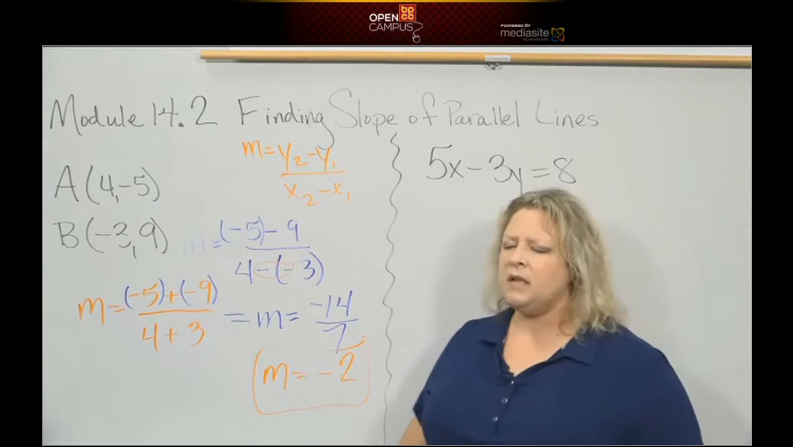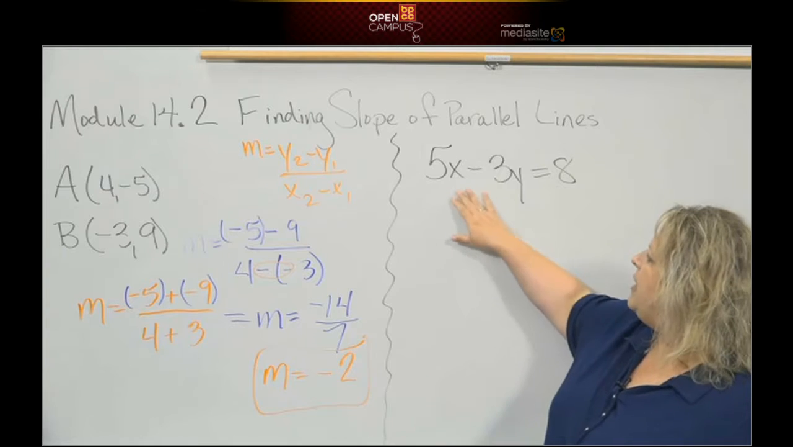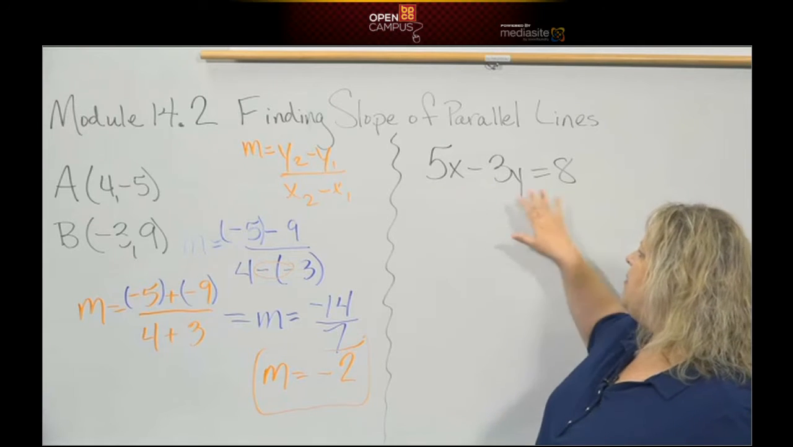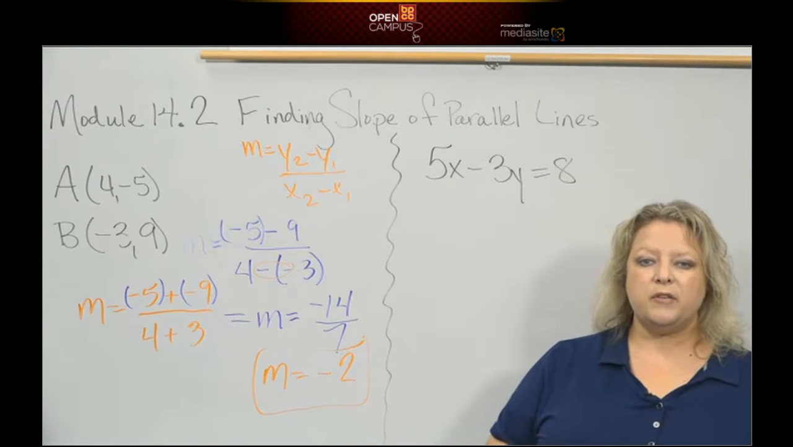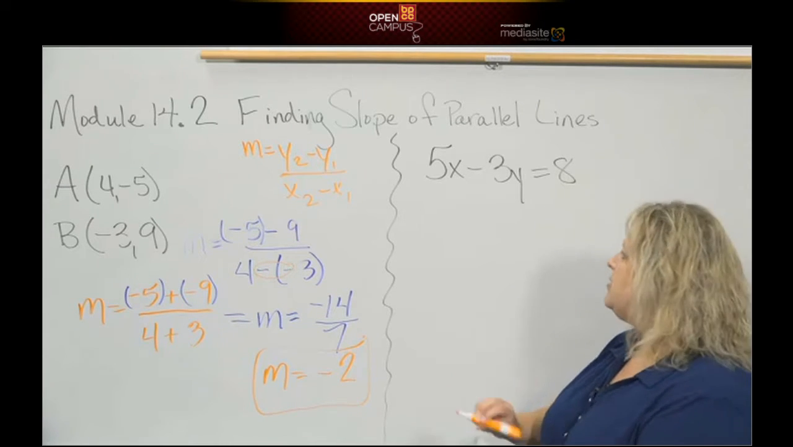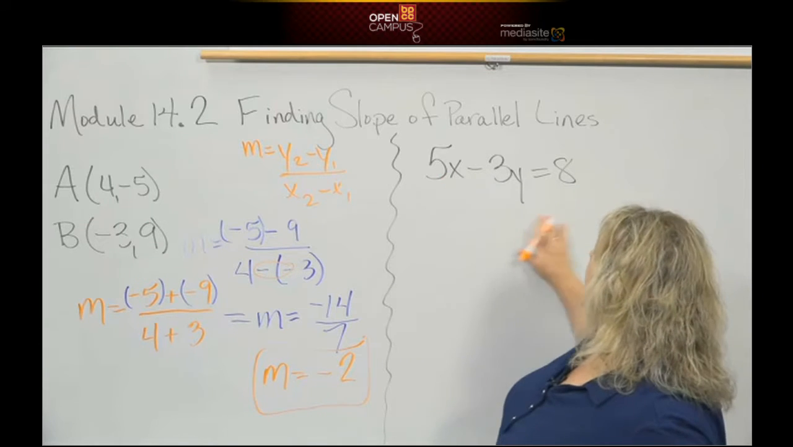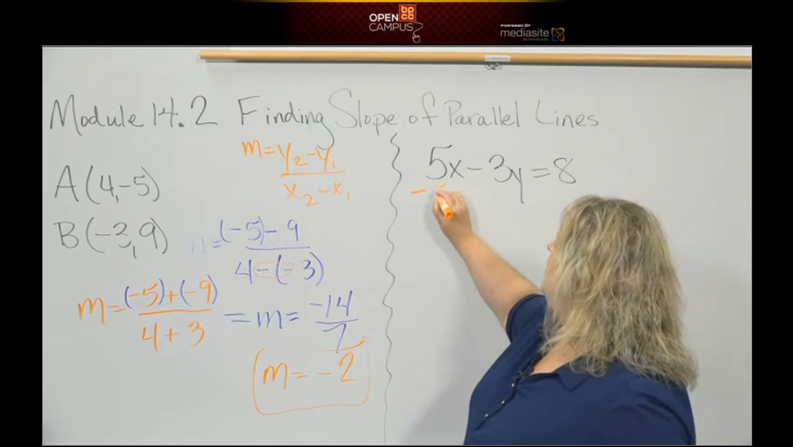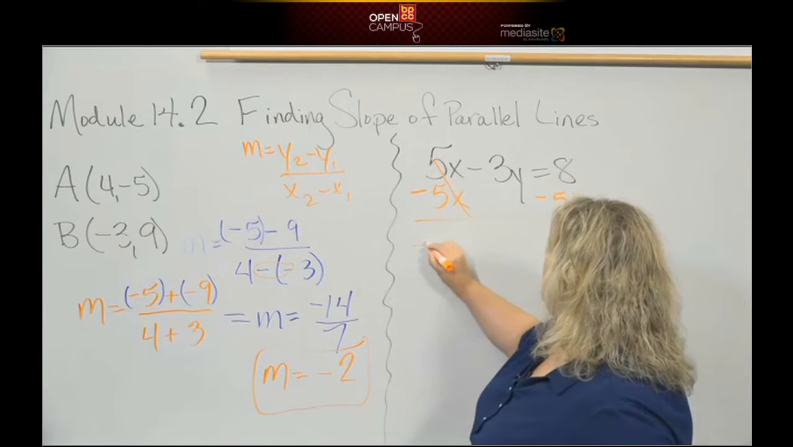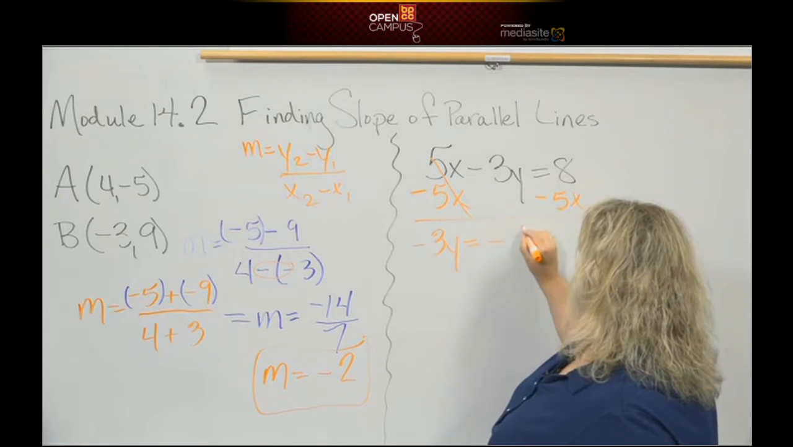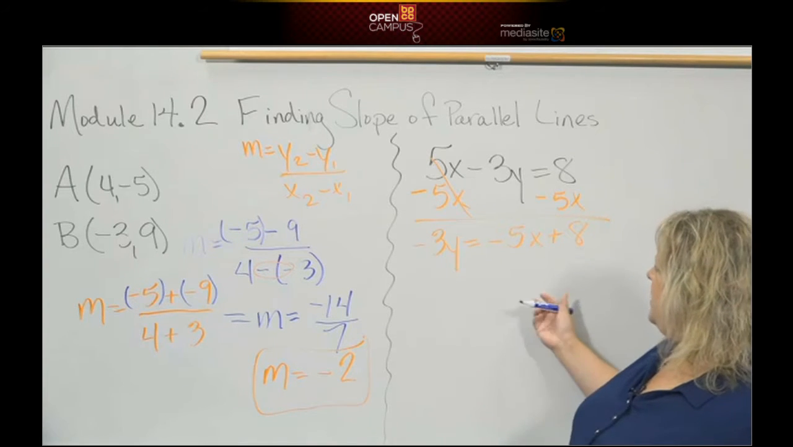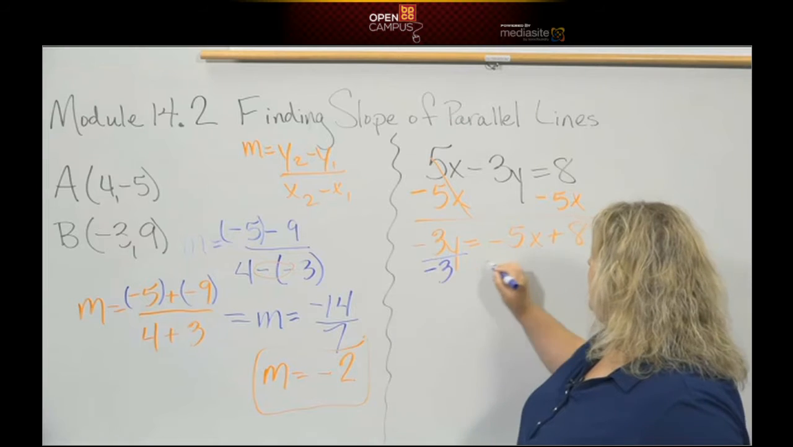All right, well, let's try one more scenario. We have a line that's written in standard form. The first thing I have to do is take my standard form and rewrite it in slope-intercept form so that I can even know what the slope is. So let's do that. And how do I do that? By moving my x value over to the other side, by doing the opposite, which is subtraction. And I get -3y is equal to -5x plus 8. And then my last step is to get the y by itself by division. Divide by -3.